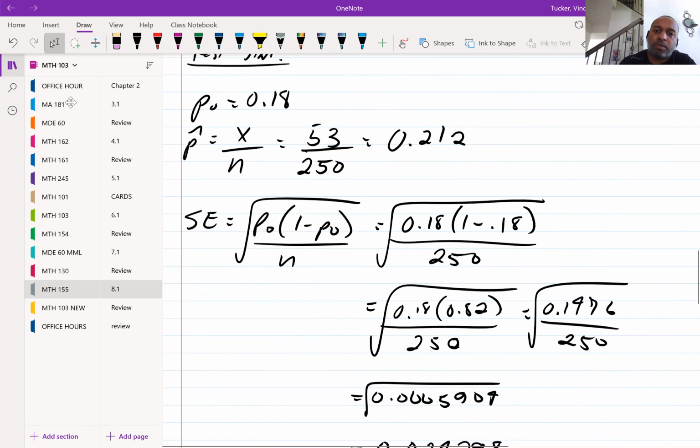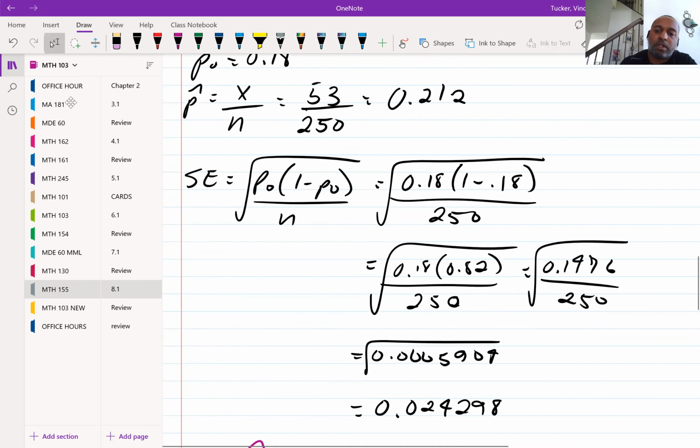Of course, if I scroll up too far, let me know. There goes our number for our standard error, the bottom number of our test statistic. Notice that once again, I took it out to 6 decimal places.